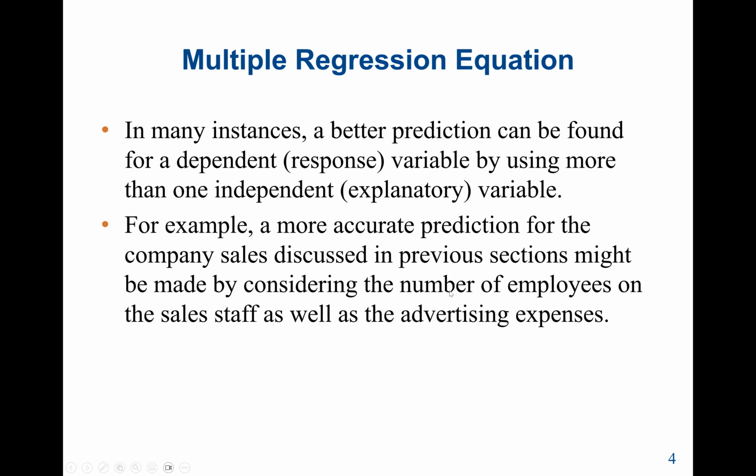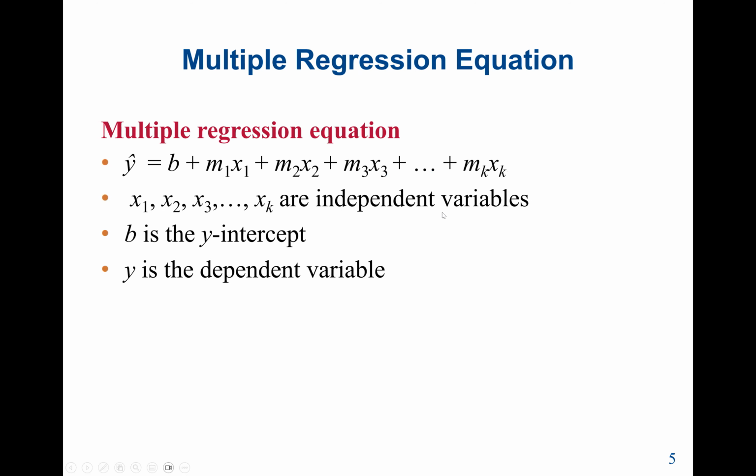A more accurate prediction for the company sales can be made if we also consider the number of employees on the sales staff, as well as the advertising expenses. We know that advertising expenses can affect the company's sales, but sales may also depend on the number of employees they have on the sales staff. So this leads us to the concept of multiple regression.